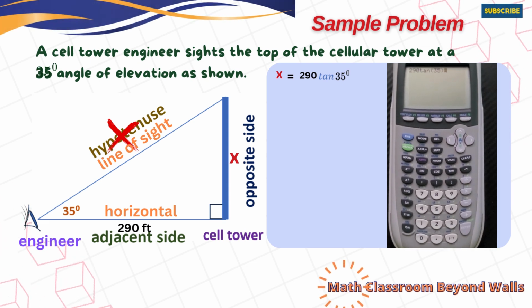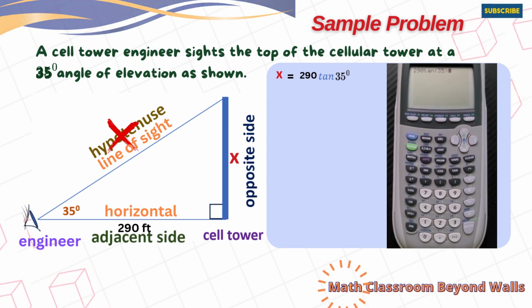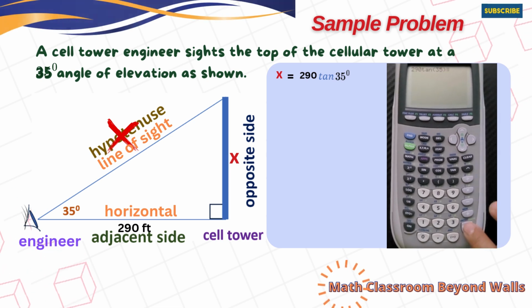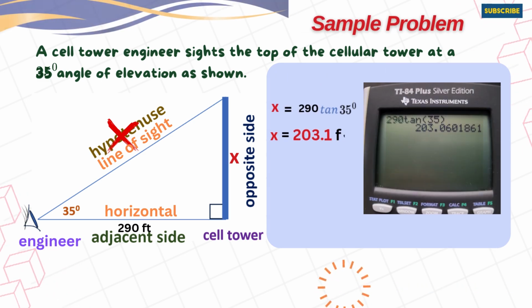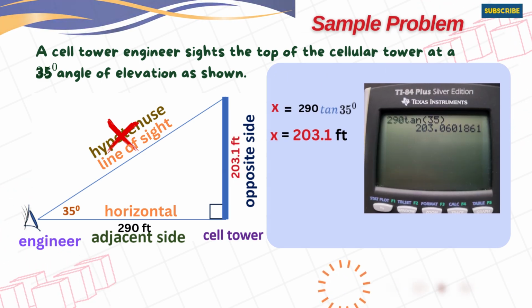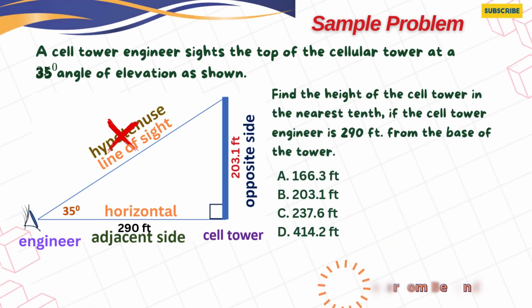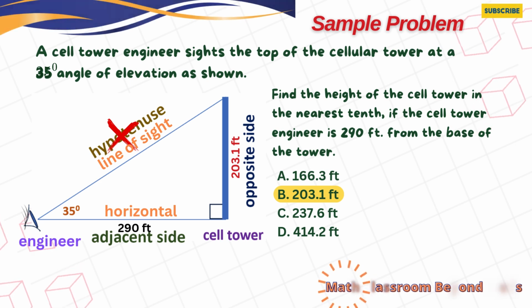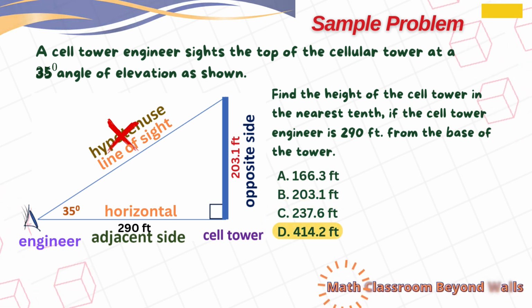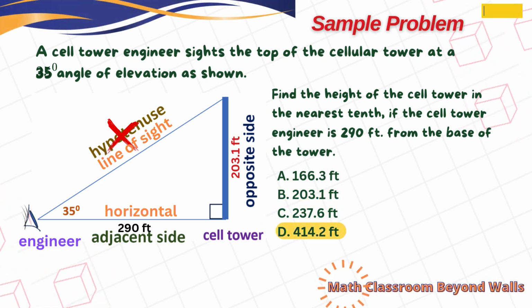With the image on the screen, hit enter. This is now what you see on the screen of your calculator. We have the answer. So, what is our answer? Is it option A, option B, option C, or option D? Okay, so the answer is option B.